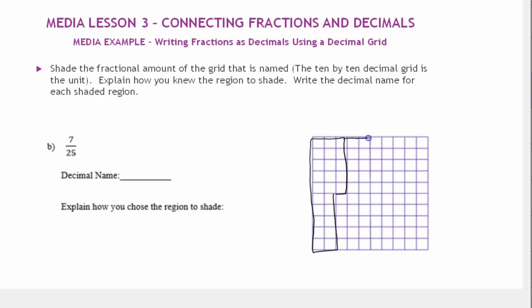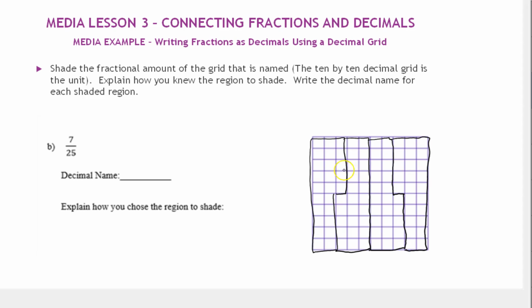Now, this would be another 25. So as I took 2 columns and the 5 from the other one, that's 50, or half. 1, 2, 3, 4, 5. There's a third 25, and 4 25s.